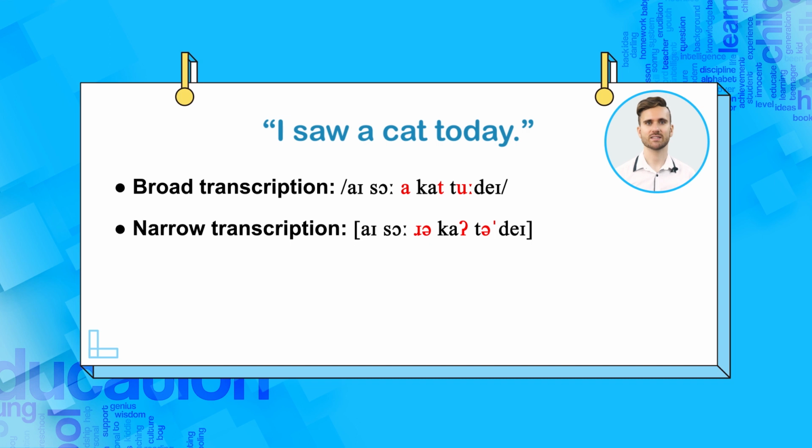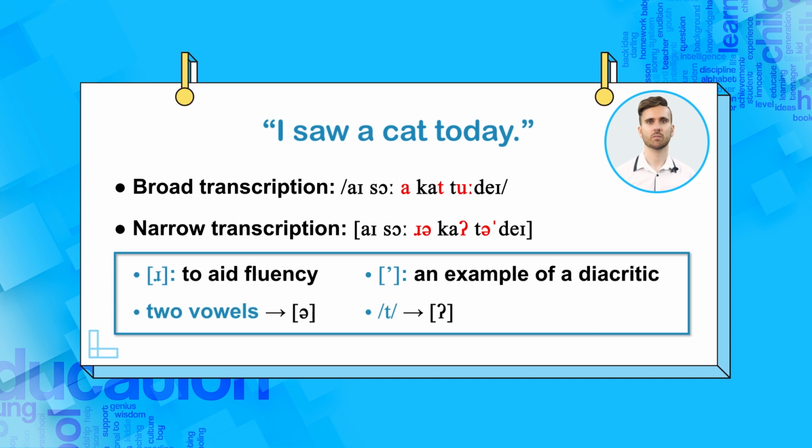This transcription contains sounds that reflect the efficiency of speech in real-life communication. R was spoken between two vowels to aid fluency. Two vowels have been reduced to a schwa. The glottal plosive was spoken instead of t, and a stress marker has been included. The latter is an example of a diacritic, which is additional information regarding the way that a sound was spoken. Diacritics are never used in broad transcription because they only exist during speech.